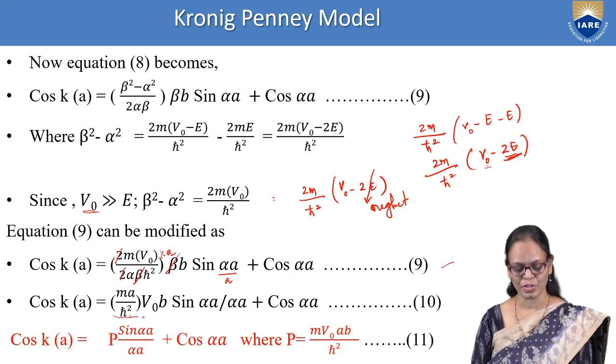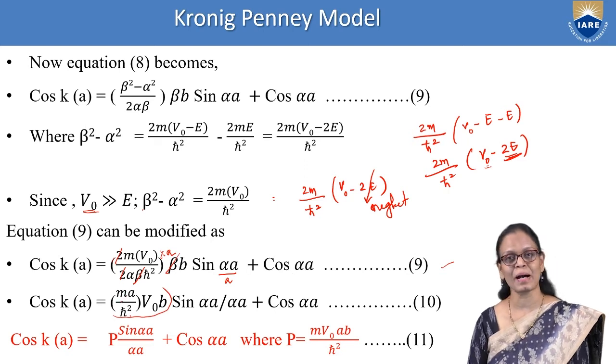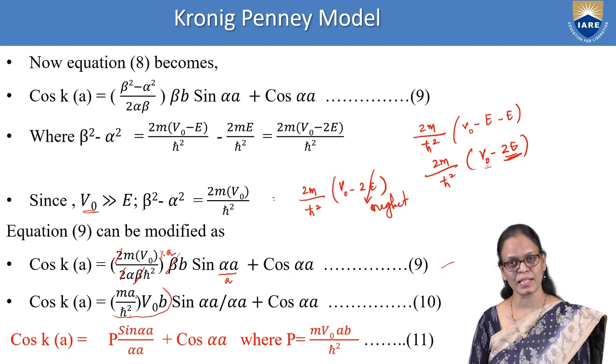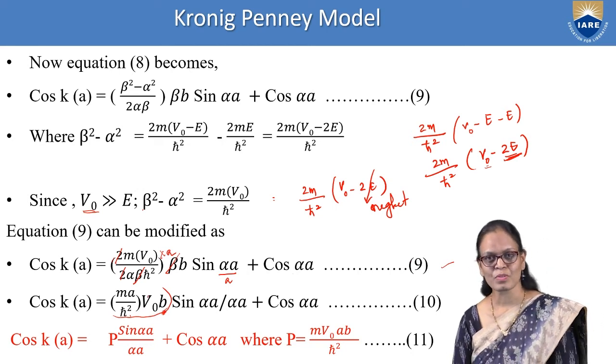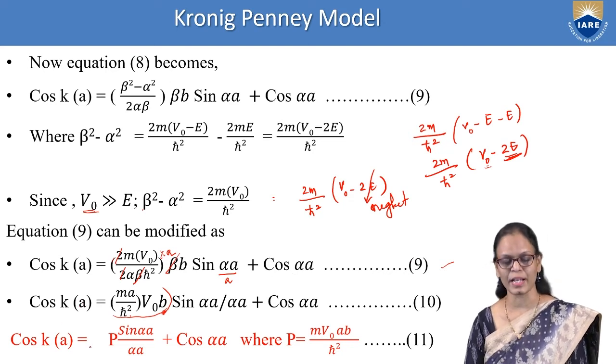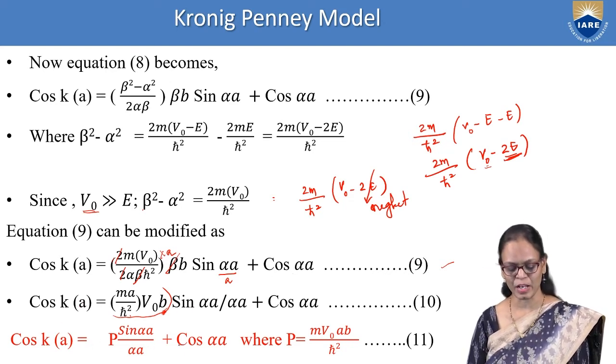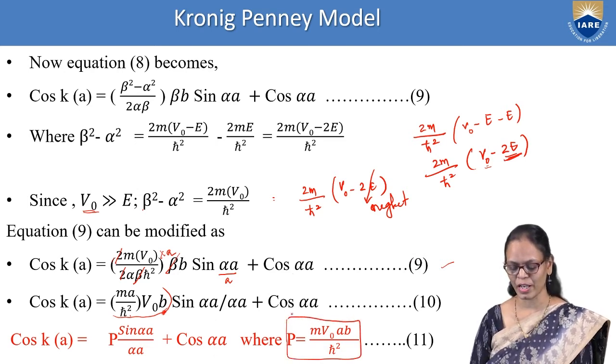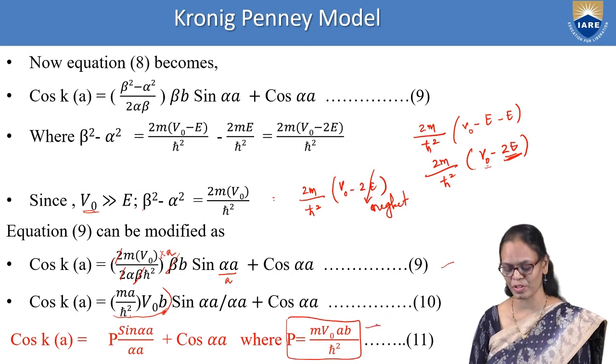Now we are going to substitute a constant for this, because m, the mass of the electron, is constant, and a is the lattice parameter, which is constant. H cross is h upon 2 pi. V naught is the maximum potential we are taking, and b is the width of the barrier we have taken. So we put a constant: cos ka is equal to P sin alpha a by alpha a plus cos alpha a, where P is equal to m V naught a b by h cross square. This is very important. We will call it the scattering power.